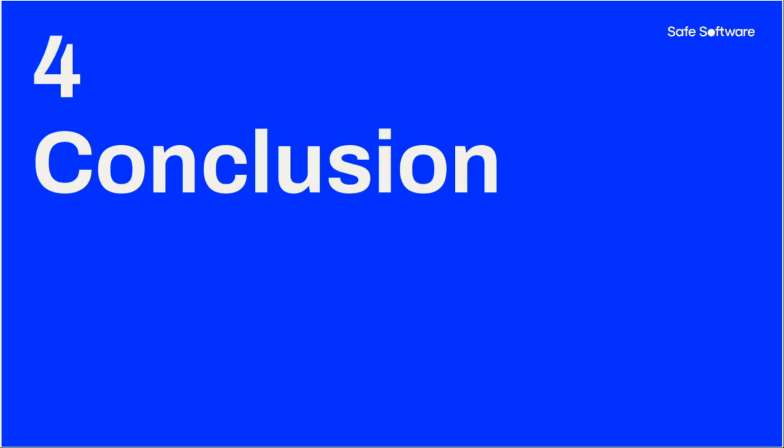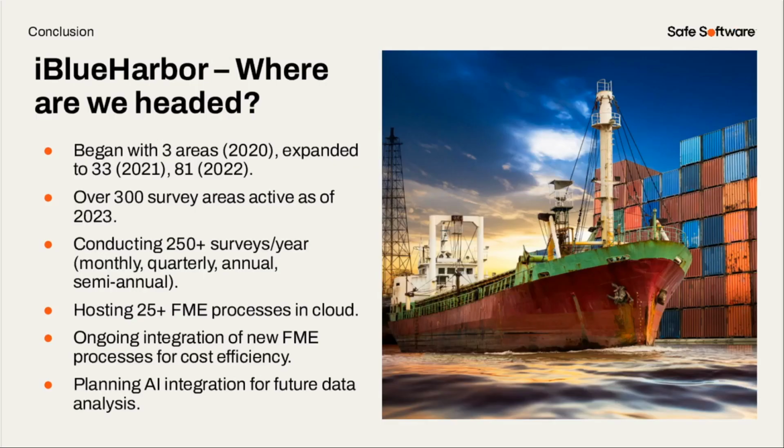And then lastly, conclusion. This is from October, I apologize. But iBlueHarbor began with 3 areas in 2020, expanded to 33 and then 81, and then of course more now since we're in 2024. As of 2023, we had 300 survey areas. We're conducting 250 plus per year.